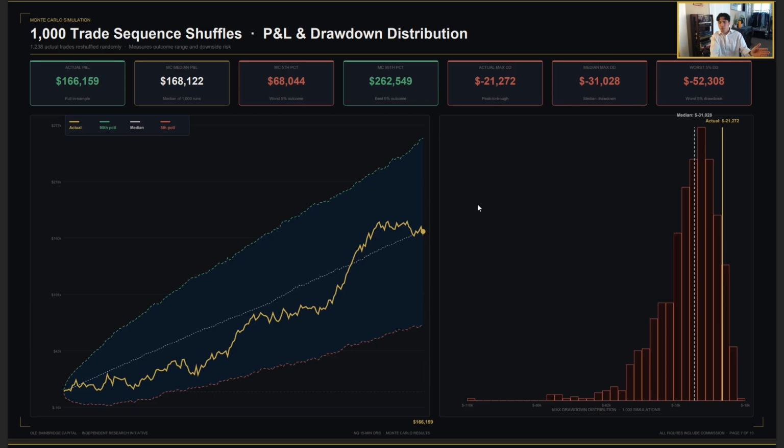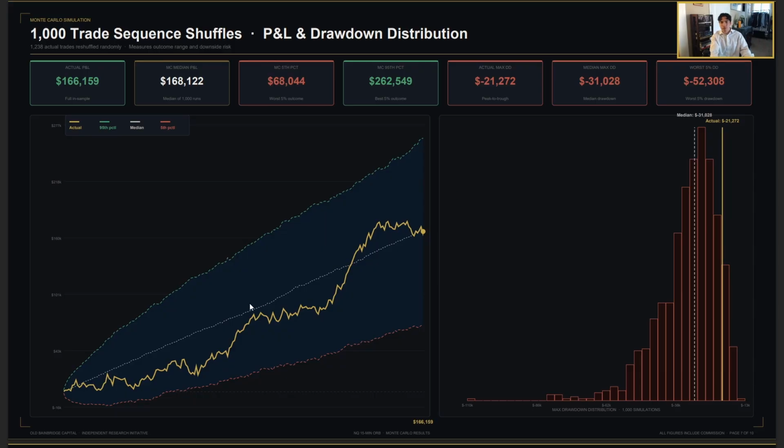So once again, our actual P&L was 166,000. It was good to see the median Monte Carlo P&L was 168. Our worst performing P&L out of the 1,000 trade sequences was 68,000. That is the worst 5% outcome. And the best case scenario, the 95th percentile, or the top 5% in outcomes, was $262,000.